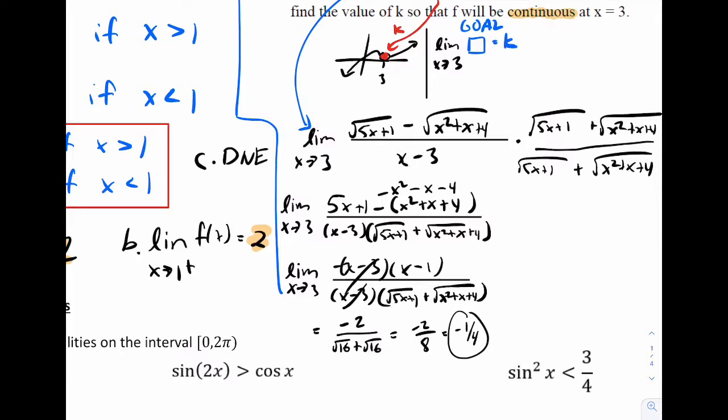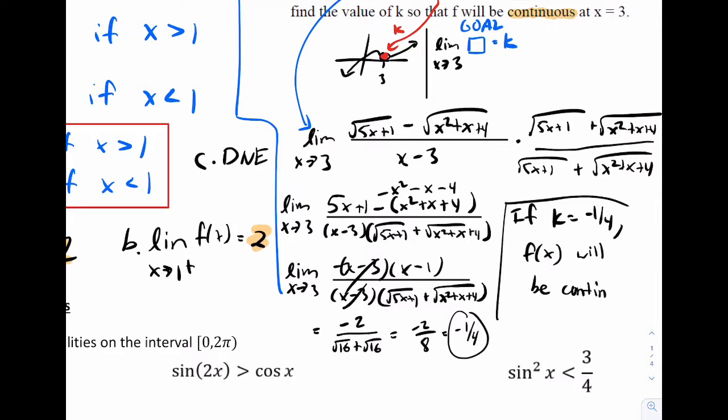That's it. So I'll write the answer. If k equals negative 1/4, f of x will be continuous. And there's our answer.